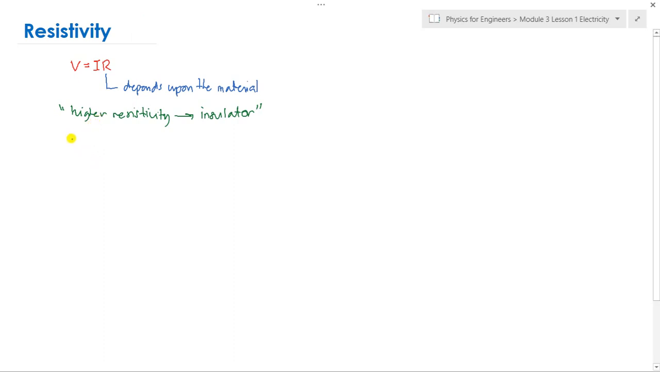So let us define the formula for resistivity. It states that the resistance R that our material offers is directly proportional to the cross-sectional area, and this is the cross-sectional area all over the length of our conductor. Let's say we have a conductor here.